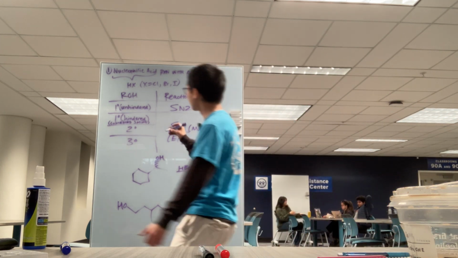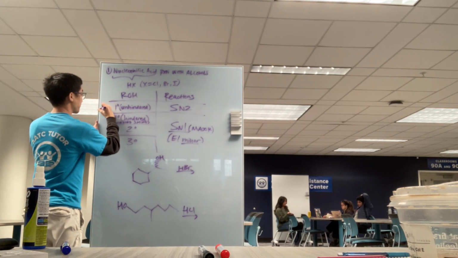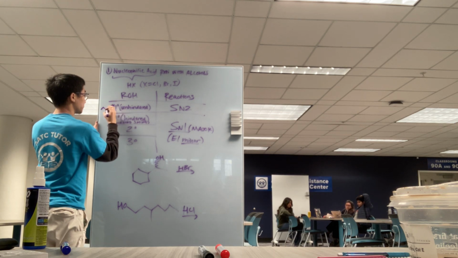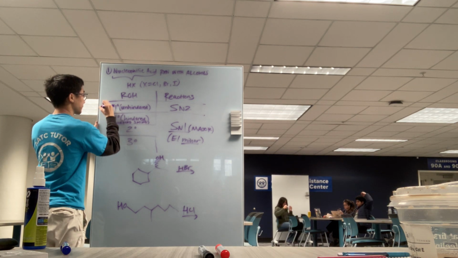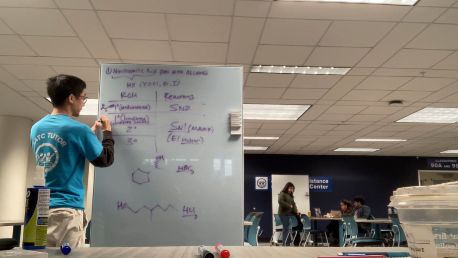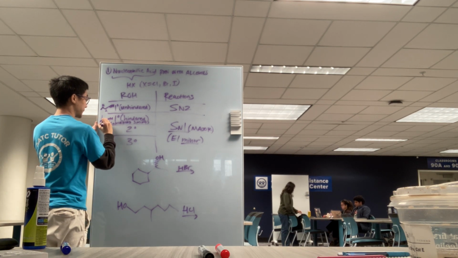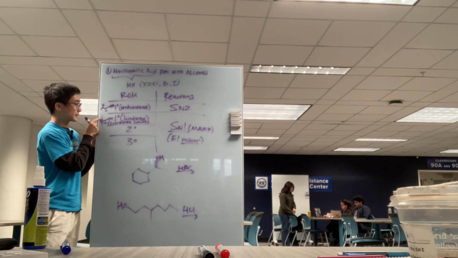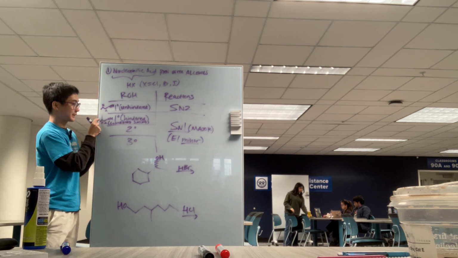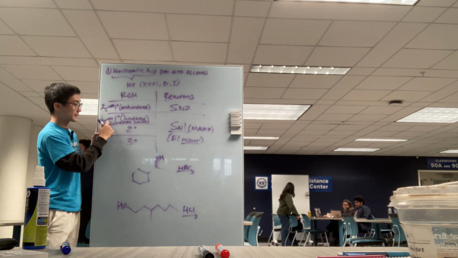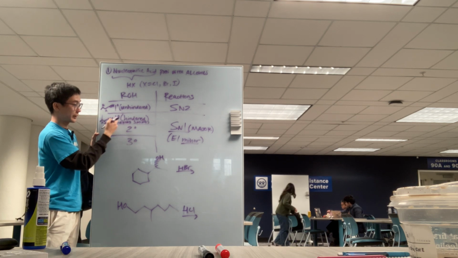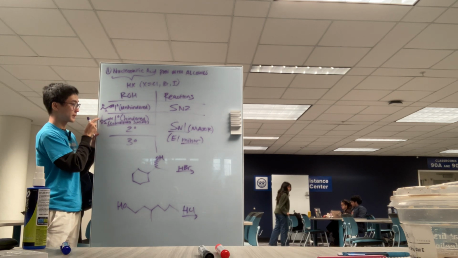So primary unhindered would be like this OH, where this is the alpha carbon, this is the beta carbon. Primary hindered would be like this is the alpha carbon, this is the beta carbon. And if this beta carbon here has more than one substituent, then this is hindered, making this a primary because it's still a primary alcohol, but it's hindered because the beta carbon is hindered.